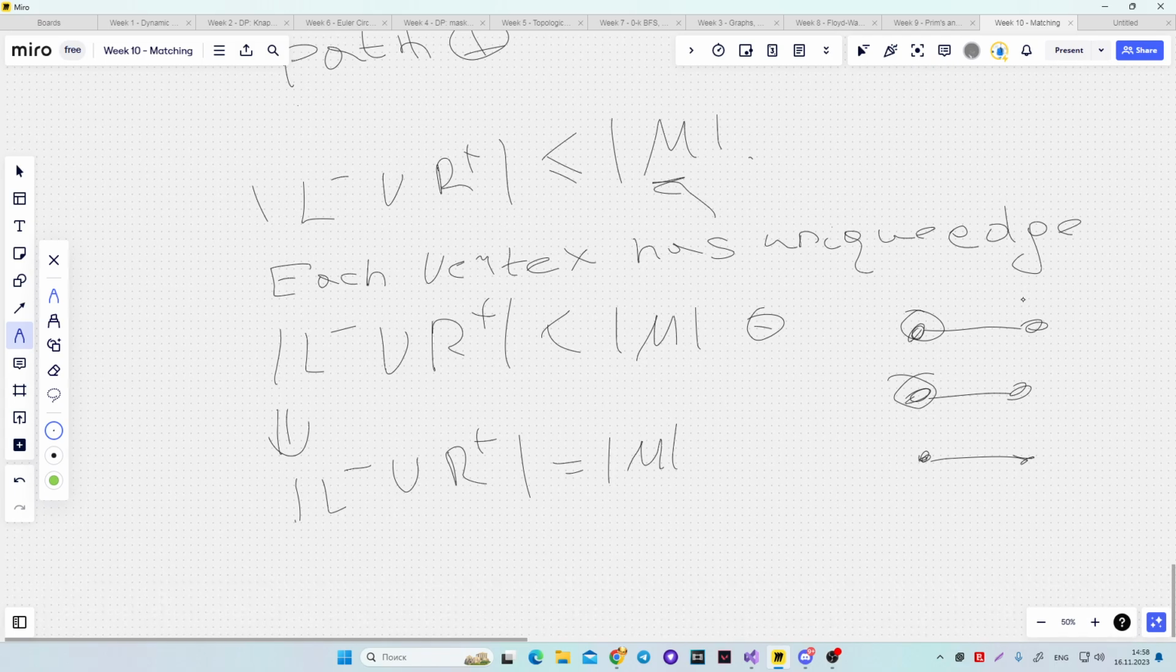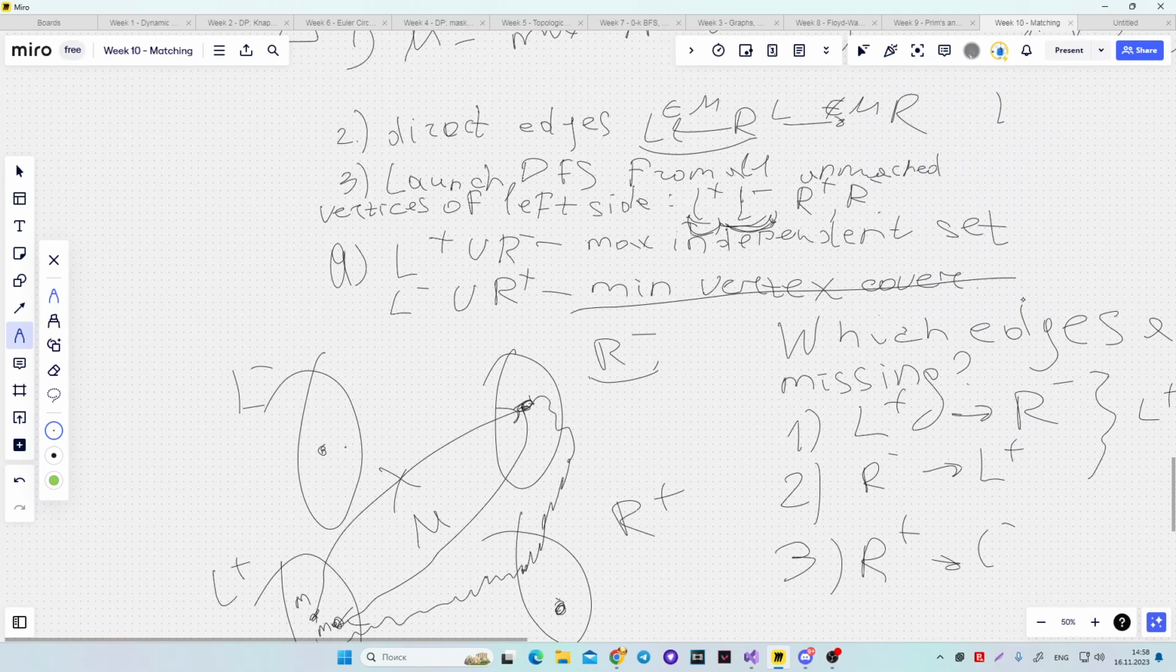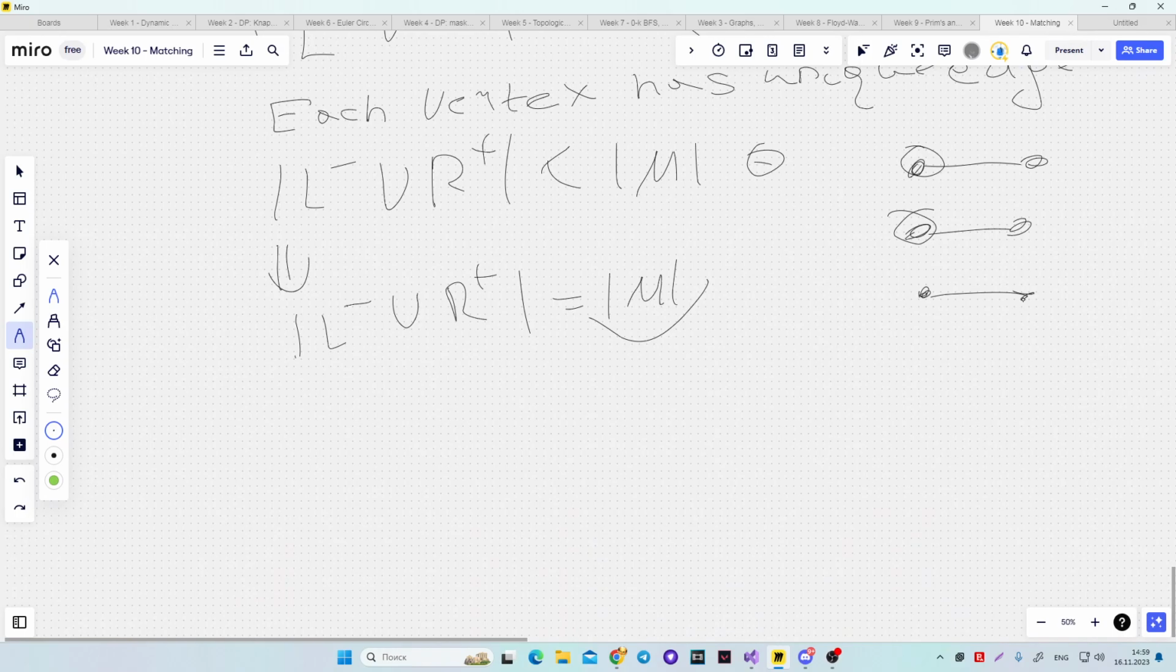And we get that we can't take less than this count, and this will be a minimum vertex cover of our graph. Okay, and this means this set will be maximum. So that's all about matching.